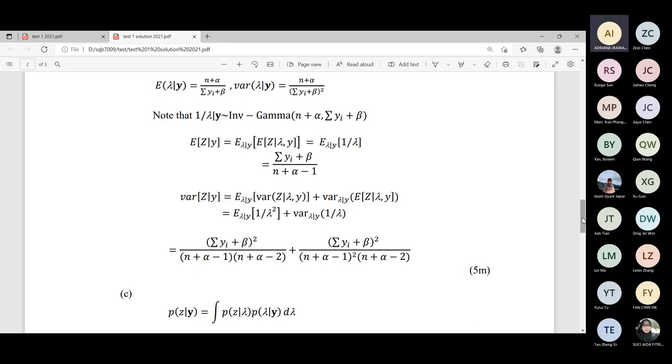The expectation of 1 over lambda is not 1 over the expectation of lambda. That's the most important part that you have to remember. So please don't make that mistake again. I didn't think that would be an issue, but it seems to be quite a number lah, that thing.